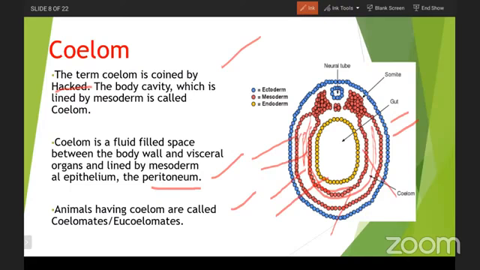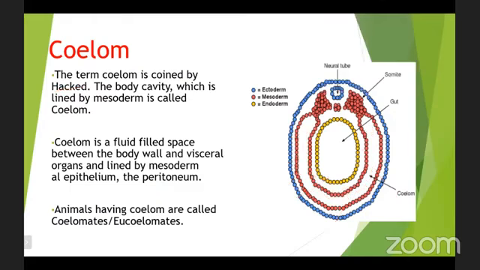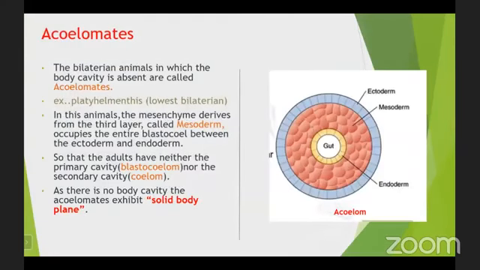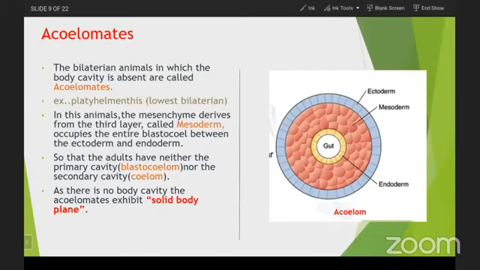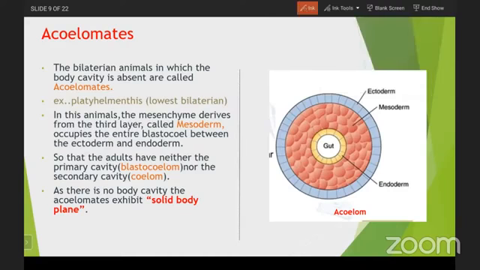Okay. Now, acoelomates. Always we mention A for not having, A without coelom. The term itself indicates that they are not having the coelom. That's it. Here, the bilateral animals in which the body cavity is absent are called acoelomates.